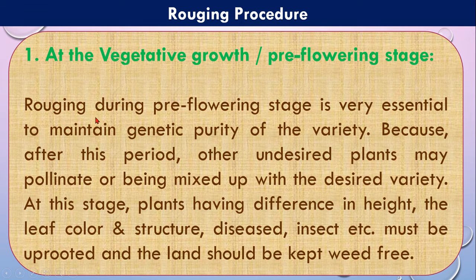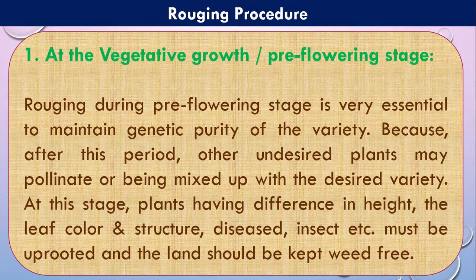So first is the vegetative growth or pre-flowering stage. In this stage, rogueing is very essential to maintain the genetic purity of the variety, because after this period other undesired plants may pollinate or get mixed up with the desired variety. At this stage, plants having differences in height, leaf color, structure, disease, insects, etc. must be uprooted and the land should be kept weed free. That means at the vegetative growth stage, about 10 to 15 days, if we understand that a plant is another plant, we can remove it.